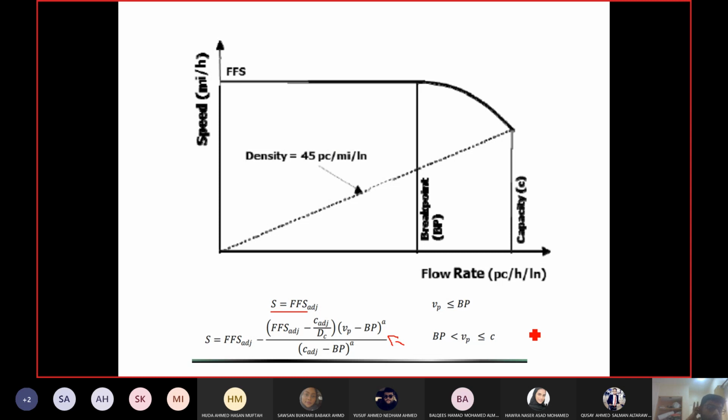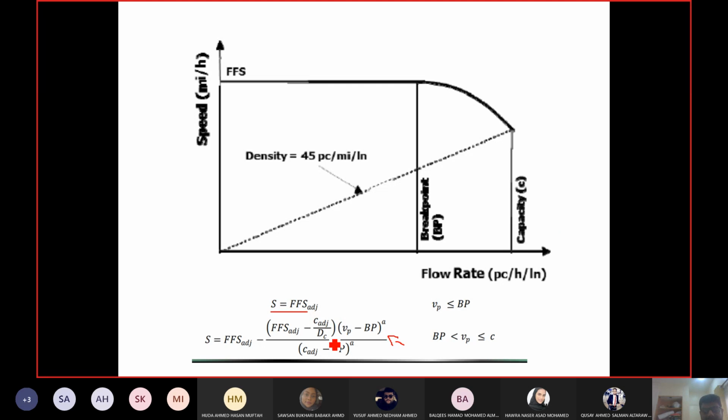So what are the parameters in this equation? You can see in both the cases you have the speed, which is the average speed of the road. We need free flow speed adjusted. ADJ stands for adjusted. So you have the free flow speed on the road, you can calculate the free flow speed as well, and then you apply the adjustment factors. I will tell you the adjustment factors later on. So we need in both the equations adjusted free flow speed. Then you need adjusted capacity as well. C adjusted is adjusted capacity. So calculate the capacity and again apply the adjustment factors.